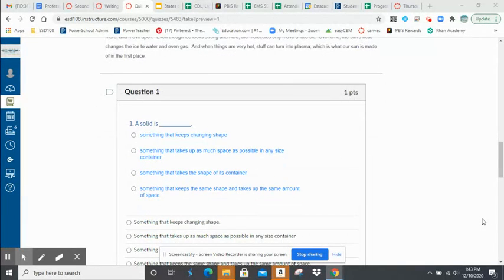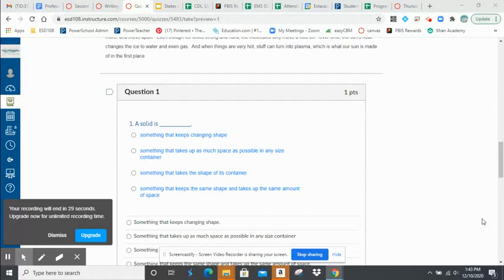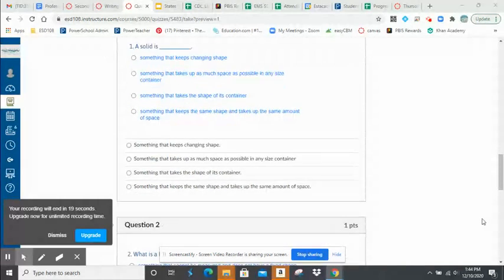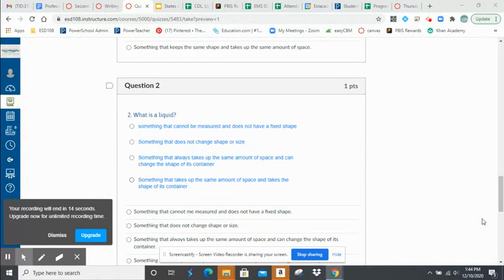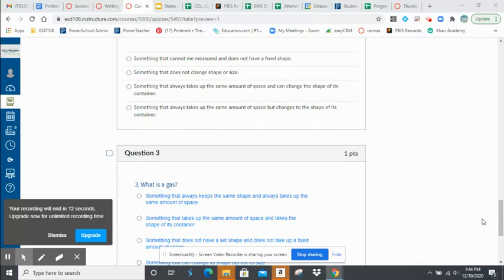So question 1, a solid is something that keeps changing shape, something that takes up as much space as possible in any size, something that takes the shape of its container, or something that keeps the same shape and takes up the same amount of space. 2, what is liquid? And 3, what is a gas?